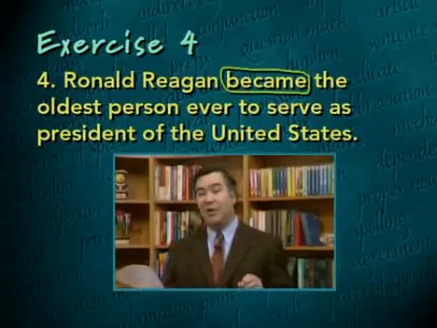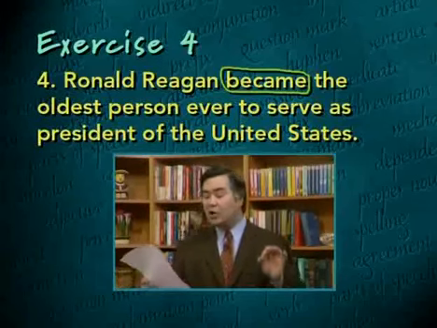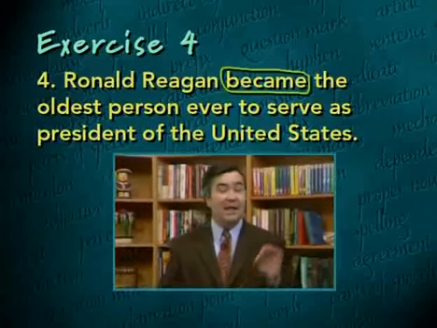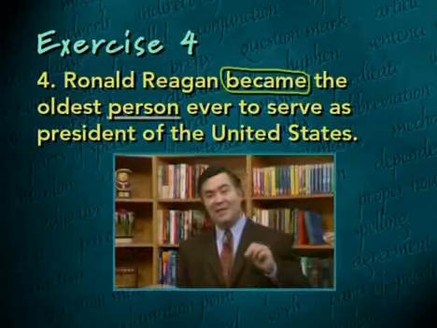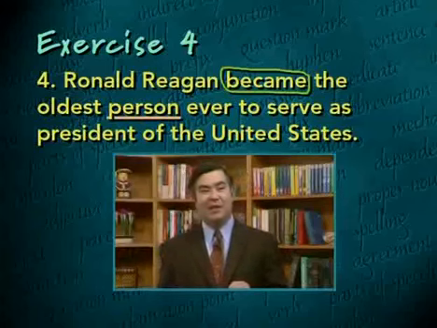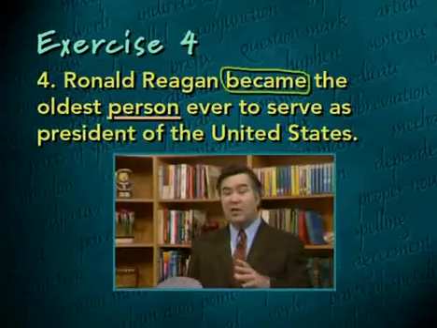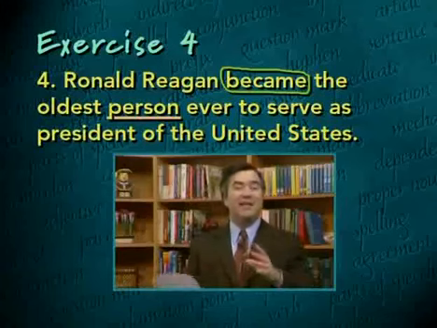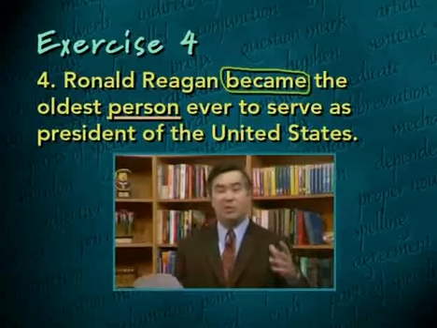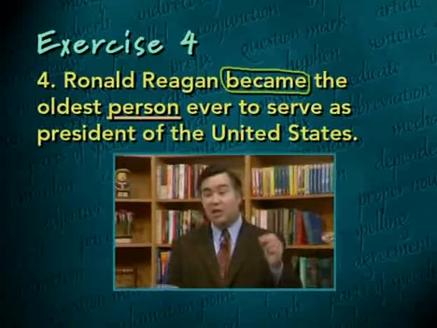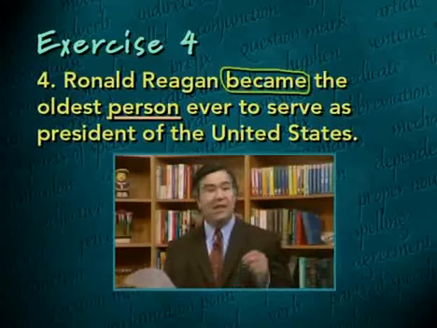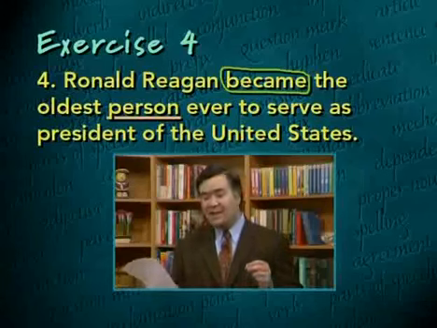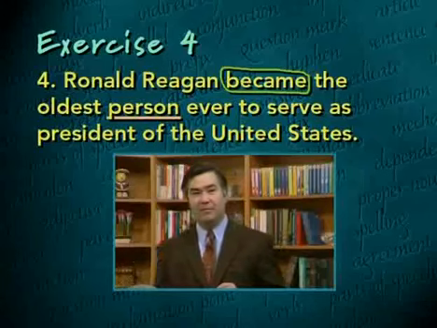And what was Ronald Reagan? Well, he was the oldest person ever to serve as President of the United States. The noun person is the subject complement in this particular sentence, and all the other words that follow the verb there serve to give more information about exactly what kind of person, the oldest person, and so on. So in this particular sentence, the linking verb is became, and the subject complement is the noun person.